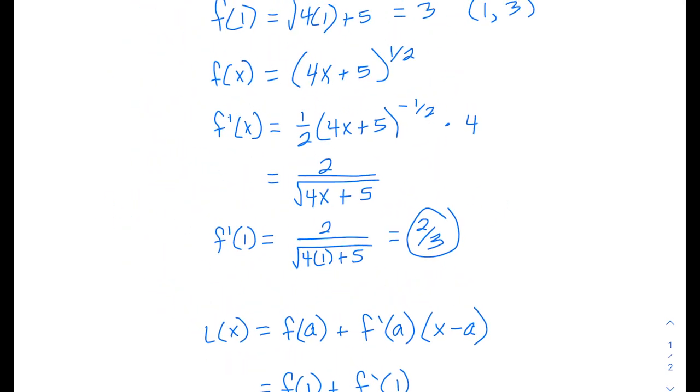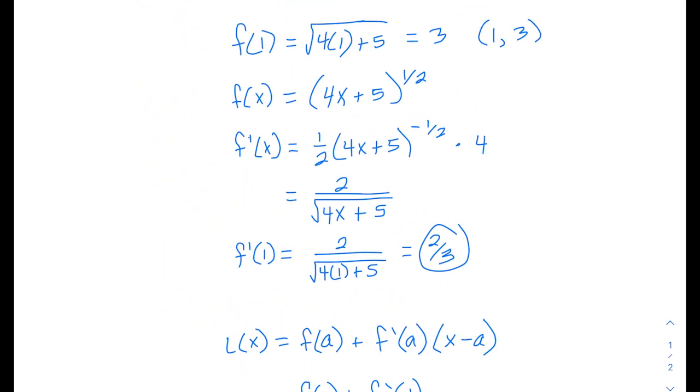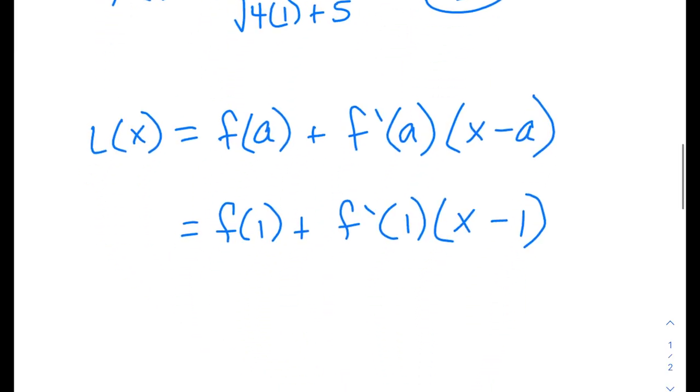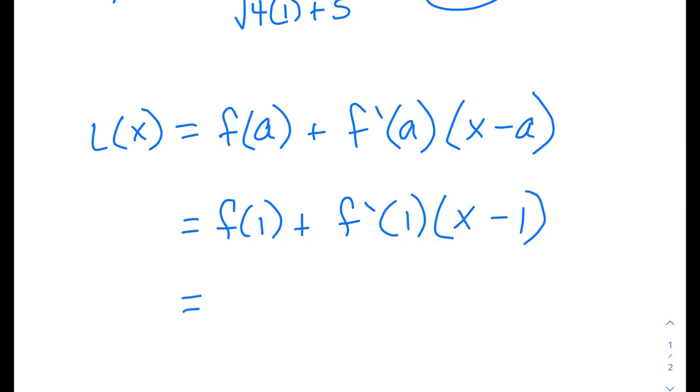And then just to go back a little bit so we can see it all in one place, f of 1 was 3, f prime of 1 is 2/3, and then we would have x minus 1 in our parentheses. So again, it's 3 plus 2/3 times x minus 1.